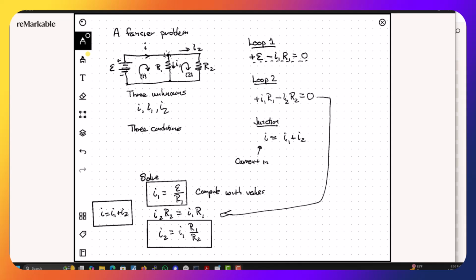Okay. So this is like every problem, by the way. Every problem you're going to do the same thing. You're going to have some batteries, voltage sources, EMFs. You're going to have some currents, some resistors. You're going to label things. You're going to apply the loop rule, apply the junction rule, and solve.